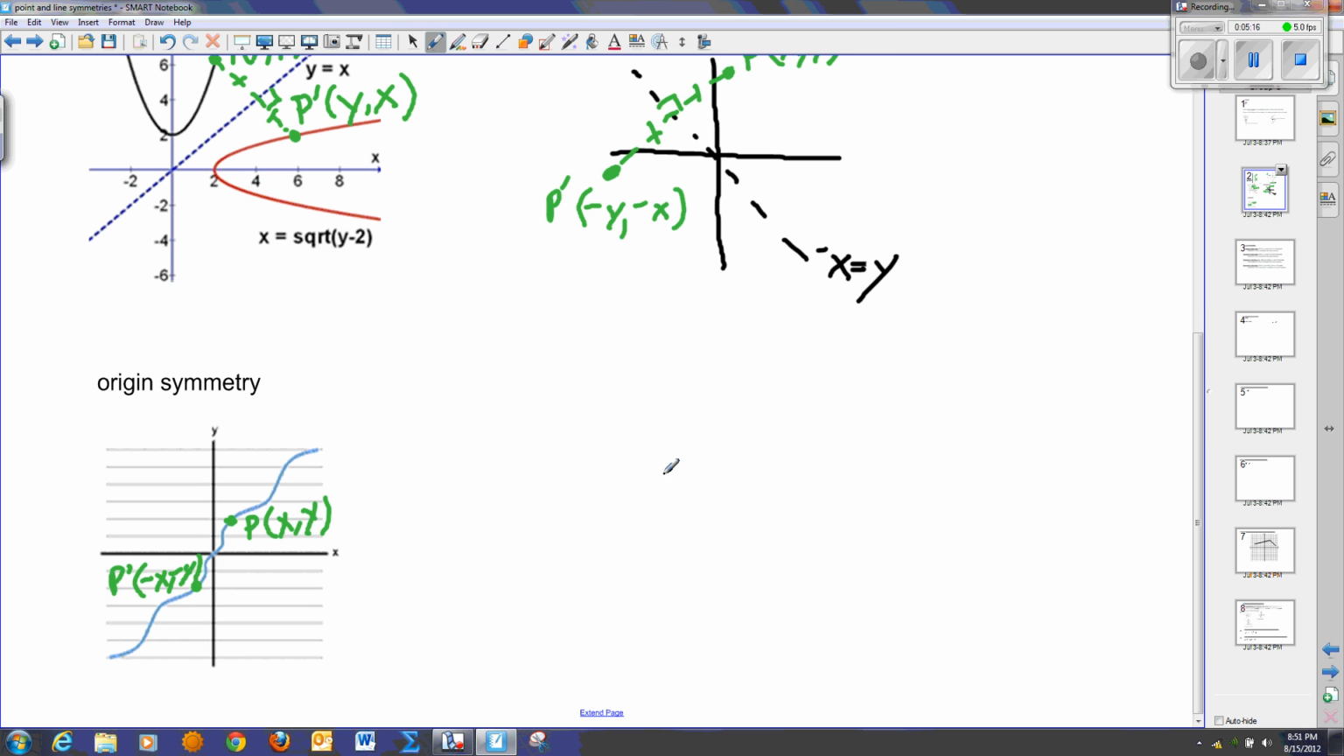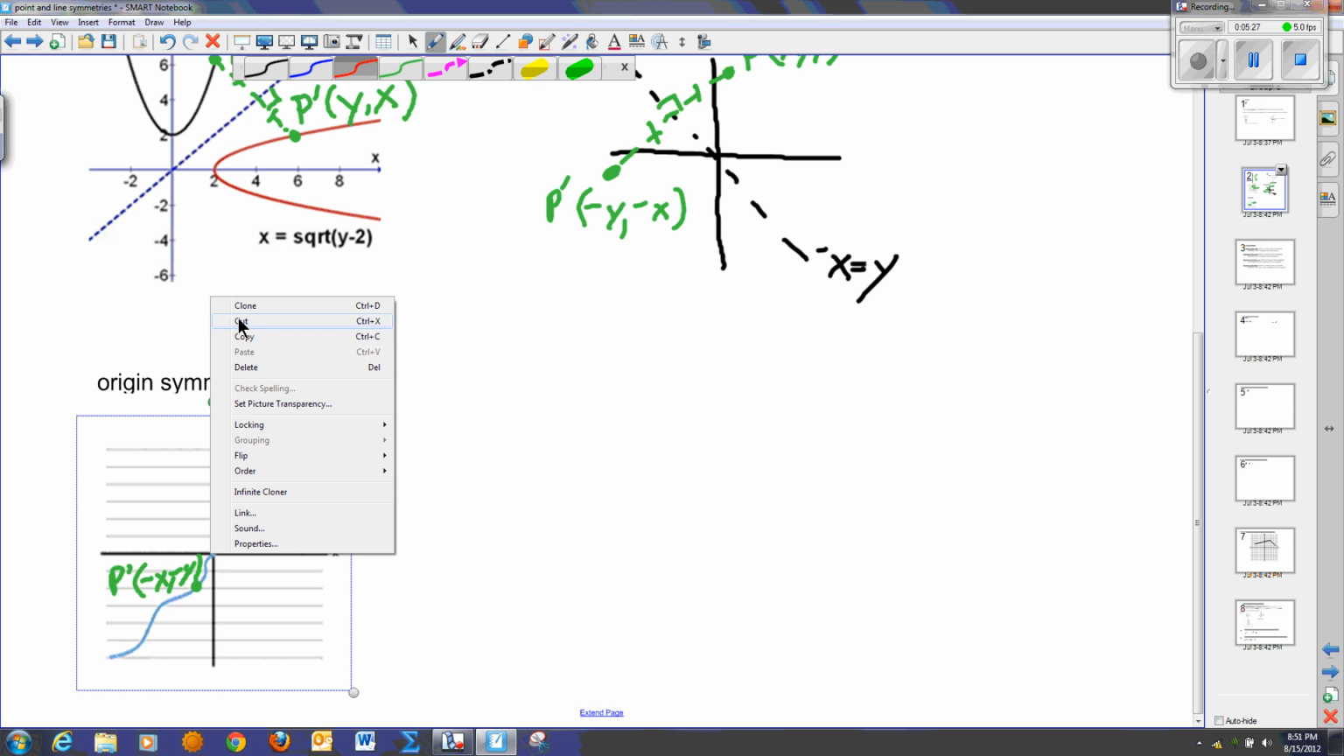We're also going to look at origin symmetry. Now, the origin is basically just the point 0, 0. So here's my origin.